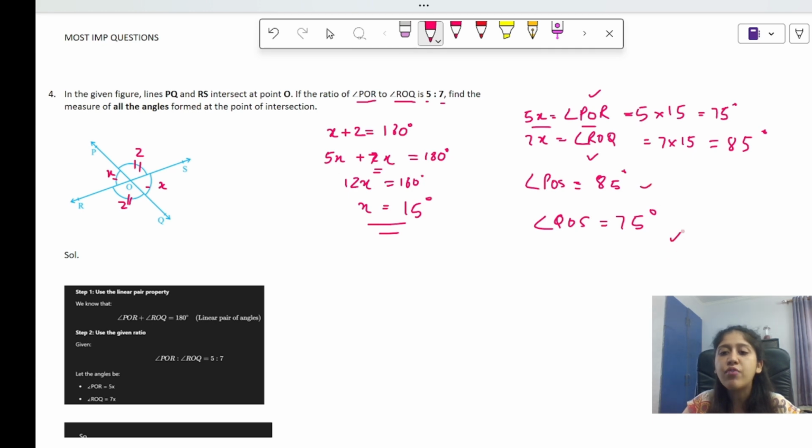We have actually found all the angles just by using what? Two concepts. One concept was the straight line concept, that angles lying on a straight line add up to give us 180 degrees. And the second concept, vertically opposite angles are equal. With these two concepts we solved the whole question, and this is what we have learned till now.